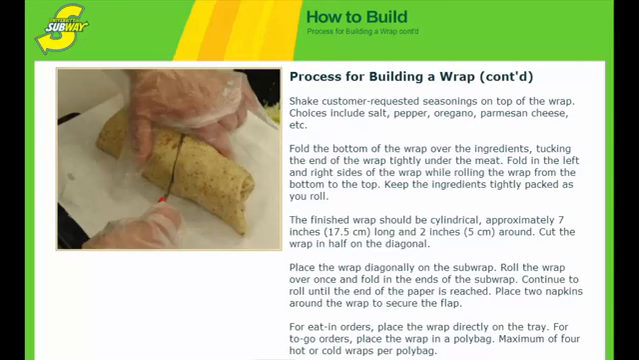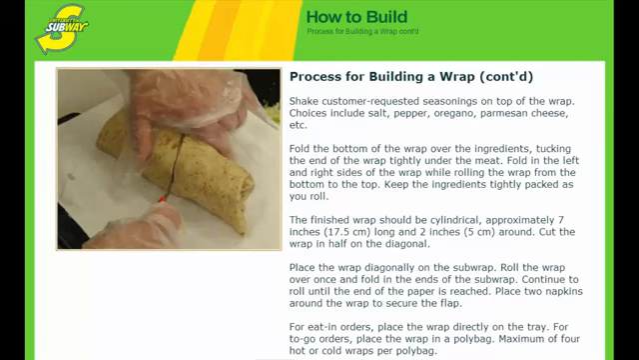The finished wrap should be cylindrical, approximately 7 inches, 17.5 centimeters long, and 2 inches, 5 centimeters around. Cut the wrap in half on the diagonal. Place the wrap diagonally on the sub-wrap. Roll the wrap over once and fold in the ends of the sub-wrap. Continue to roll until the end of the paper is reached.